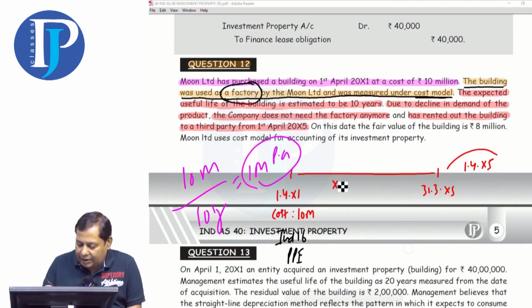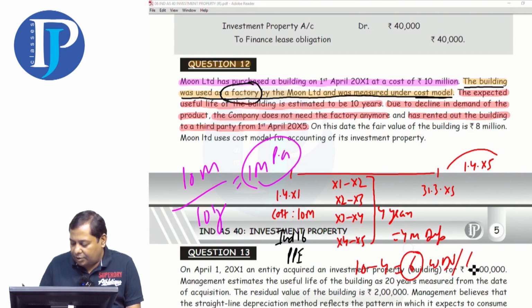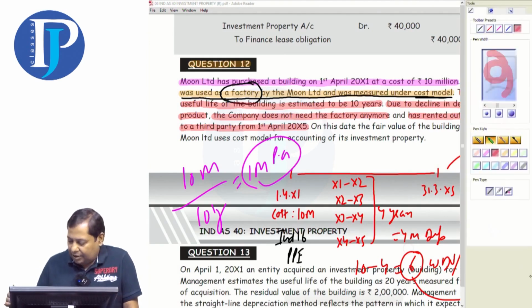But tell me one thing. X1, X2 first year, X2, X3 second year, X3, X4 third year, X4, X5 fourth year. In 4 years, you would have applied the depreciation of 4 million by then. 10 minus 4. This will be your WDV, which we refer to as the carrying amount. So it's transferred at 6. So if you are asked at what value your factory will be going into investment property, then your answer should be 6 million.